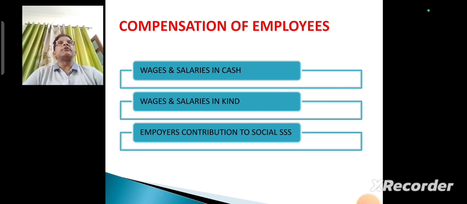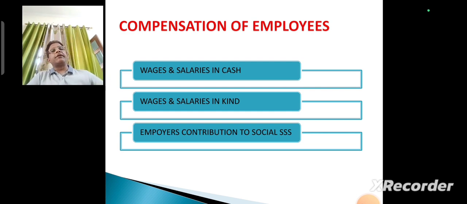So when you calculate compensation of employees, you also have to consider what has been contributed by the employer. Like the salary on which there was an agreement between the employer and the employee is 10,000, but he is paid 9,000 only.